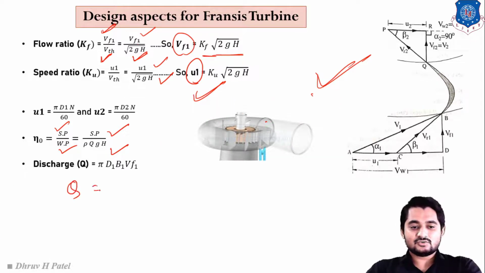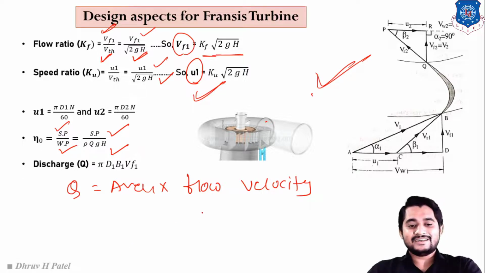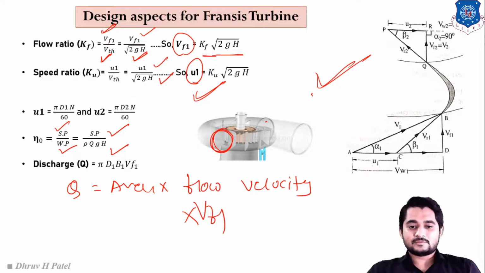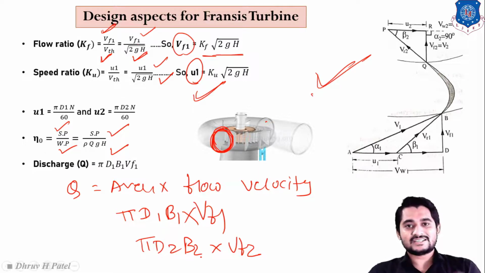Now discharge Q is equal to area into flow velocity. Here at the inlet, flow velocity will be VF1, right? But what is the area of the turbine? See this cross section of the turbine, this area will be toroidal shape, right? That means pi D, that is circumference, and B, that means width of it. So we can write area as pi D1 B1 for inlet and pi D2 B2 for outlet condition. Clear students? So our discharge will be pi D1 B1 VF1 is equal to pi D2 B2 into VF2.